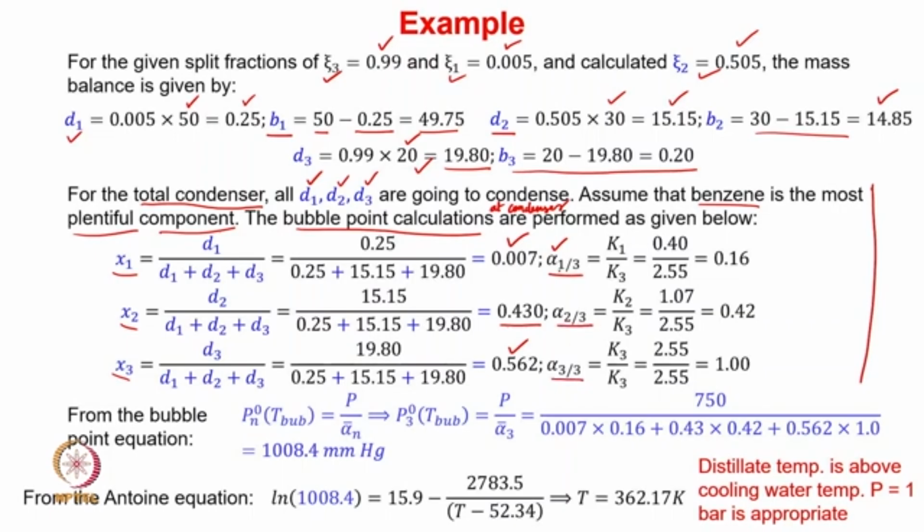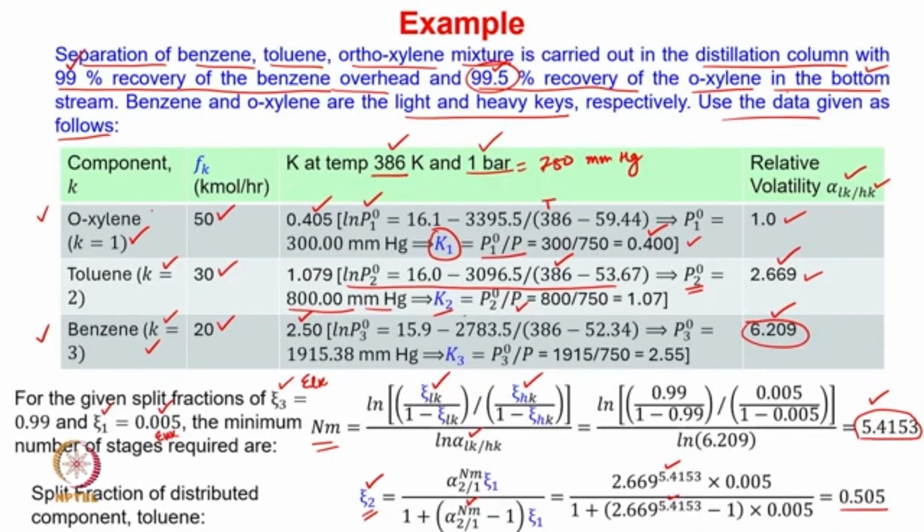So this is nothing but the relative volatility of the orthoxylene with respect to the benzene, and that will be given by just the ratio of the equilibrium constants. So that is given as K1 by K3. We have already calculated K1 and we have also calculated K3. Look at the table. In the table we have already calculated K1 and K3, isn't it? So we know the value of K1 and the value of K3.